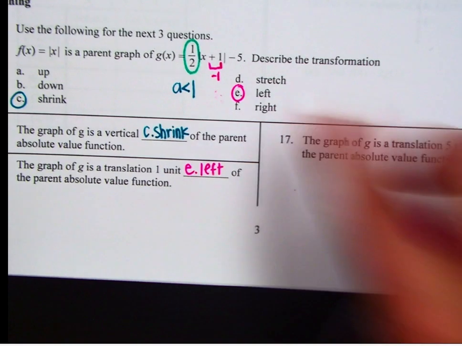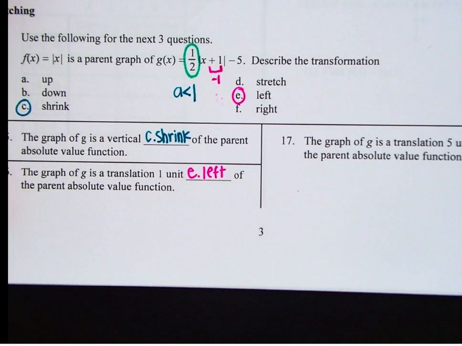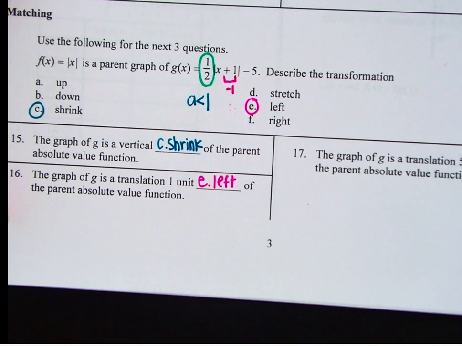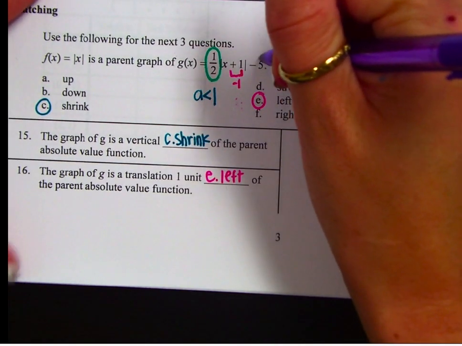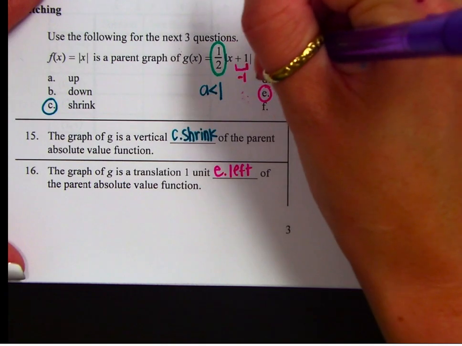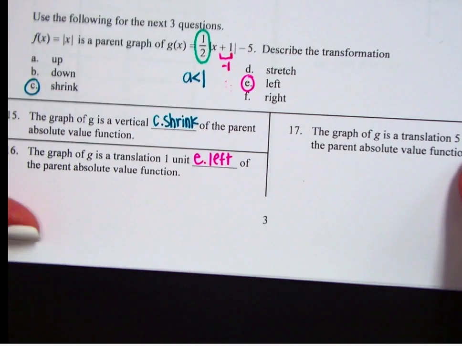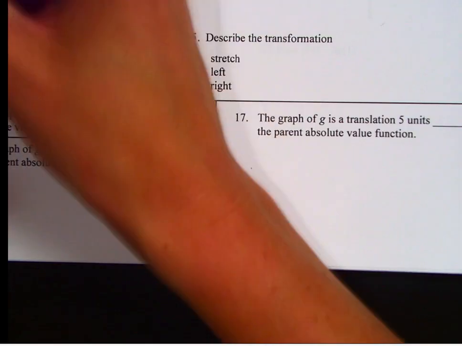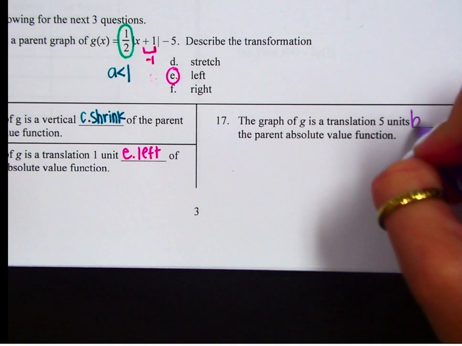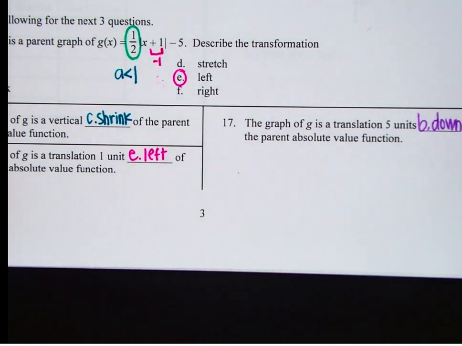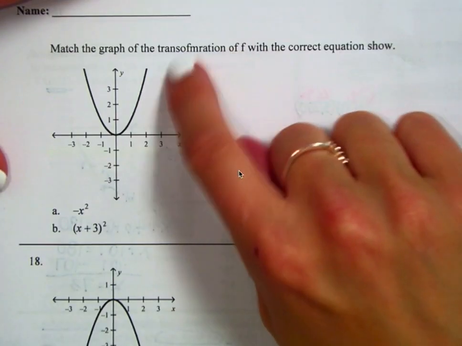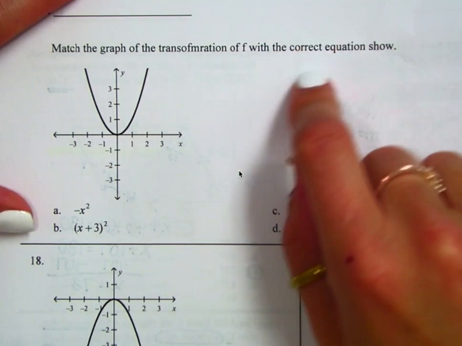And then the minus 5 is going to tell us to move up or down. Since it's negative, it means go down. So we're going to translate 5 units down. So that'll be B. Right, B. The graph of the transformation of f with the correct equation.